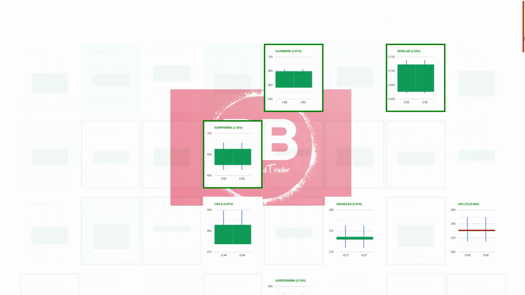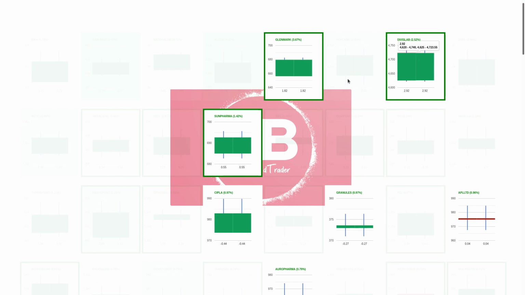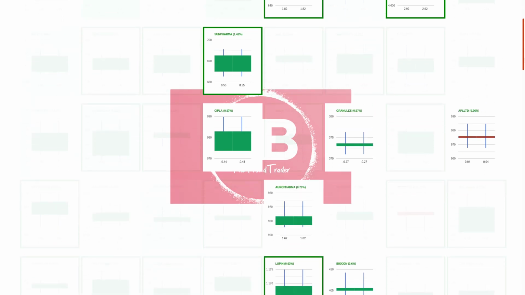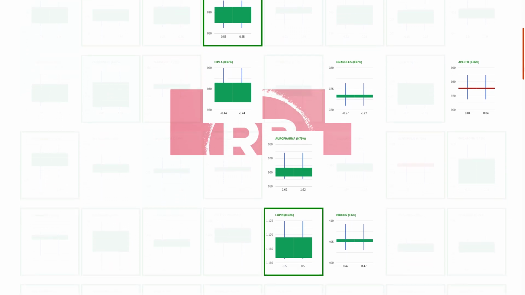Okay, pharma. Yeah, come on. This has to be there. Divis, Glenmark, Sun Pharma is able to cross 690, and it went towards 692. Cipla also, and Granules and APL, Aurobindo Pharma, Lupin.